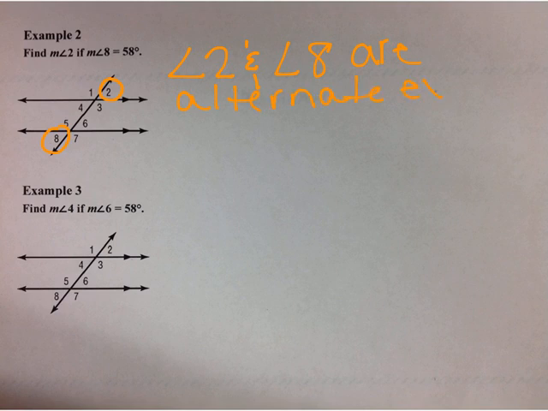Alright, so remember our definition for an alternate exterior angle is they're on opposite sides and they're exterior outside angles. So because they're alternate exterior angles, that means they are congruent. And congruent just means that they are equal. So since they're equal, that means that angle 2 is also equal to 58 degrees. And the last example on this page is example 3.